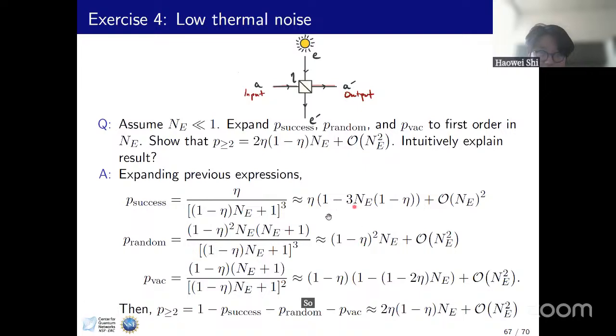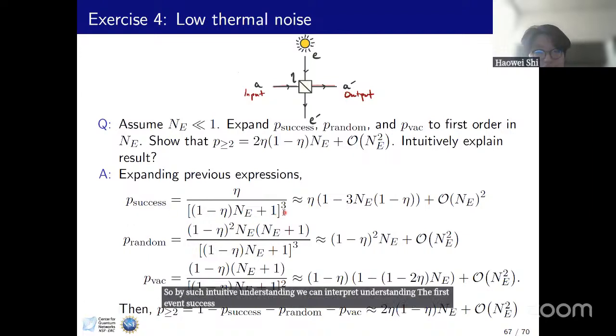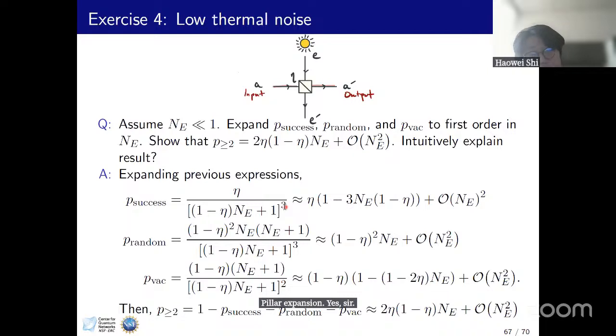So by such intuitive understanding, we can interpret the first event success corresponds to first you have the photon transmitted with probability eta, and then you have the thermal photon not mixed in. So it should be 1 minus eta times NE. Well, here the coefficient 3 comes from the Taylor expansion. Here's about the third order polynomial.